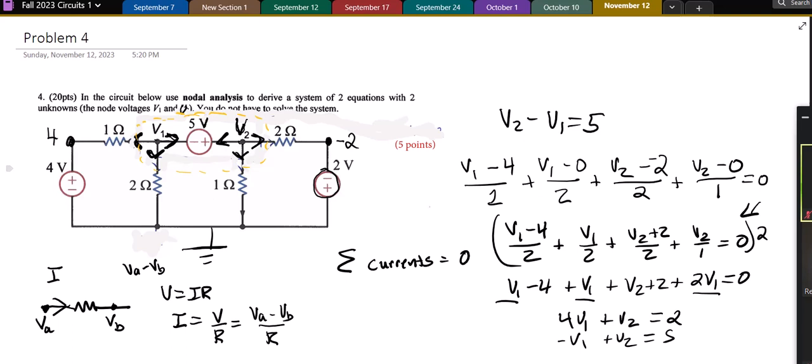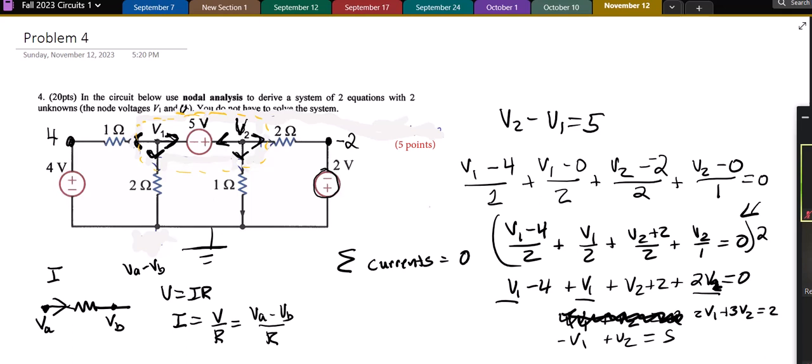So let me make sure I have everything right. Plus V1 over 2, V2 plus 2 over 2, V2 over 1. As long as I didn't make a mistake here. Yeah, I did make a mistake. Look at that. That's 2V2. So it changes this. So that's 2V1 plus 3V2 equals 2.